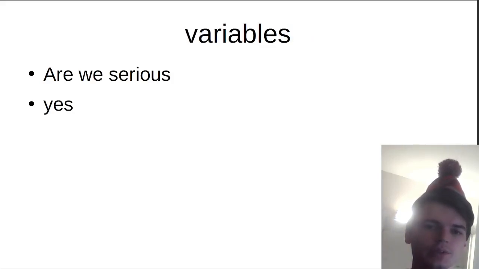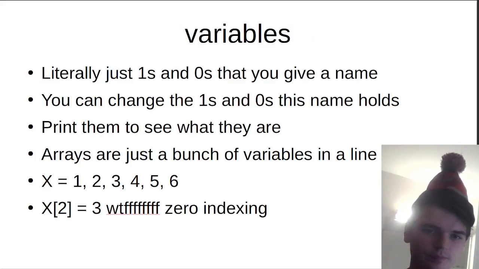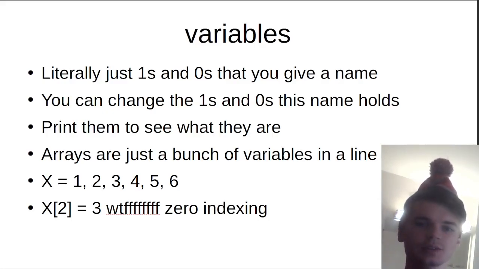Okay, so variables. Are we serious? Variables are just straight up ones and zeros. Everything you do in the computer is ones and zeros, but variables are especially ones and zero-y. You can change the ones and zeros. You give the ones and zeros a name too. You can name it Peyton. Hi, Peyton. You can't say hi to numbers though. That's weird. You can print them to see what they are.